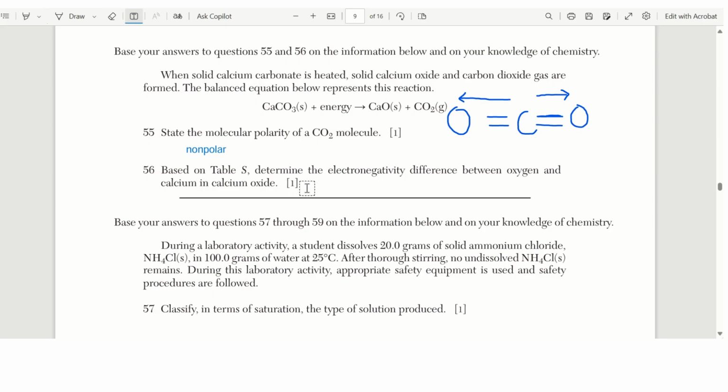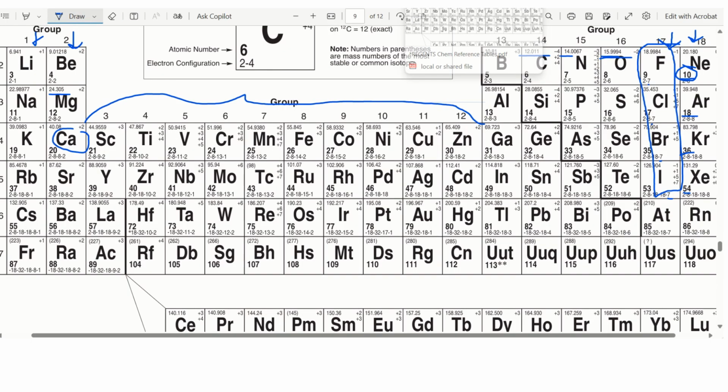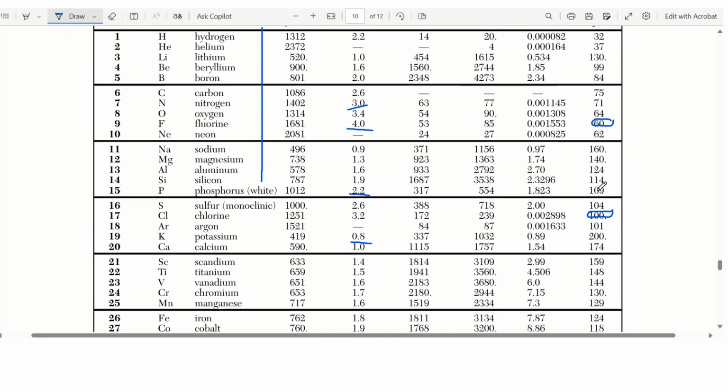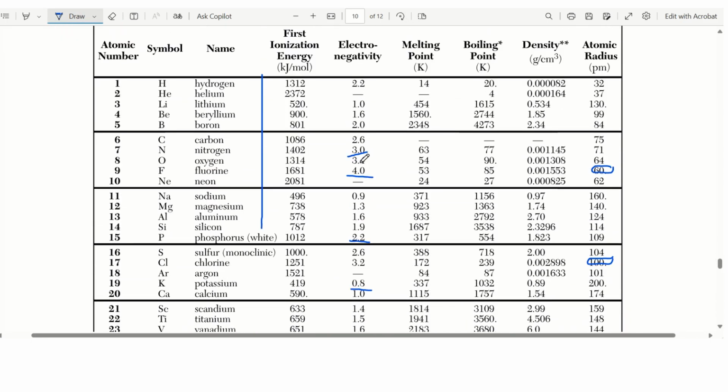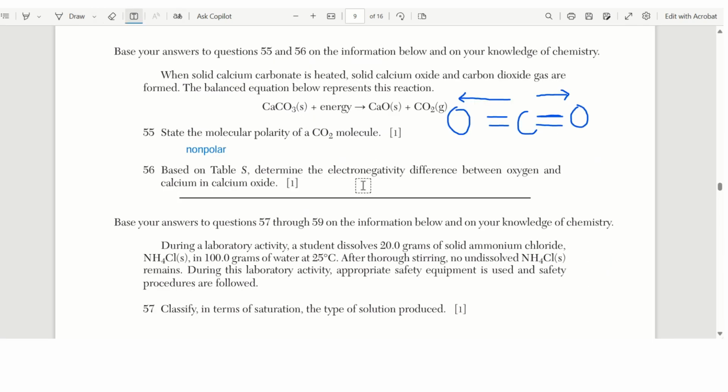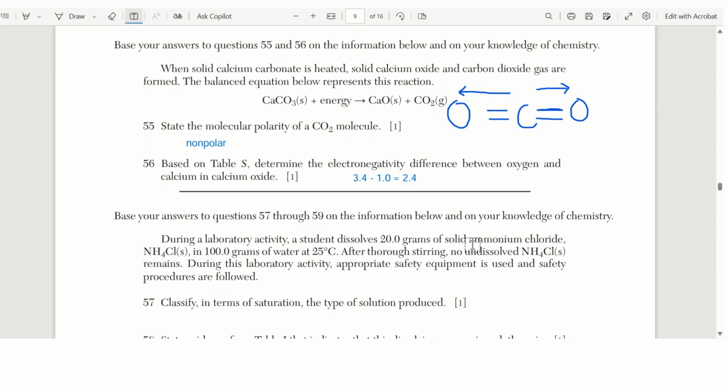Now, based on table S, determine the electronegativity difference between oxygen and calcium in calcium oxide. This is actually a super easy question. I just need to look up the electronegativity of oxygen and of calcium, and just subtract them. So I just do 3.4 minus 1.0, which is 2.4. Almost seemed too easy.